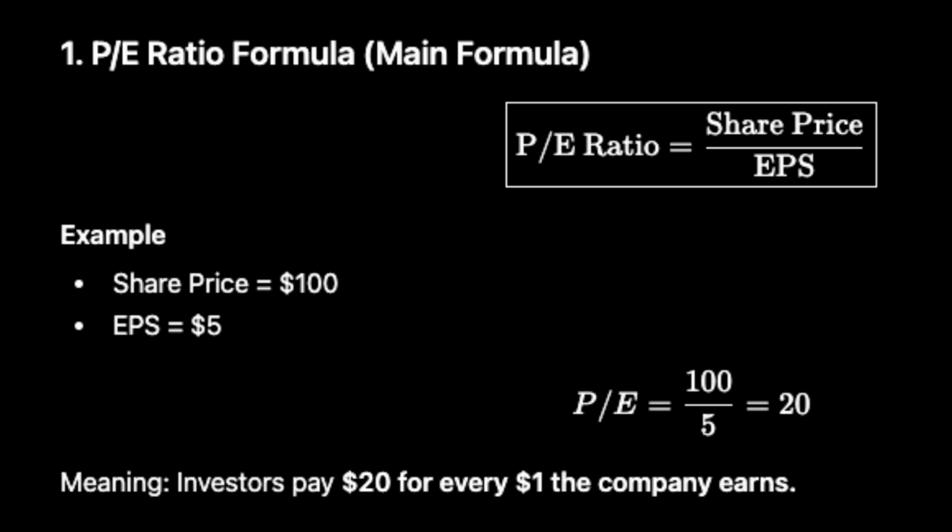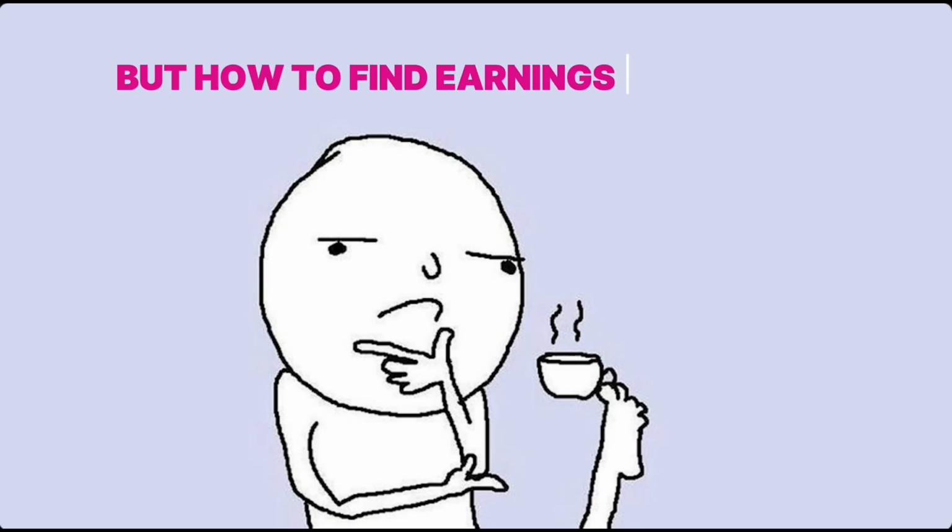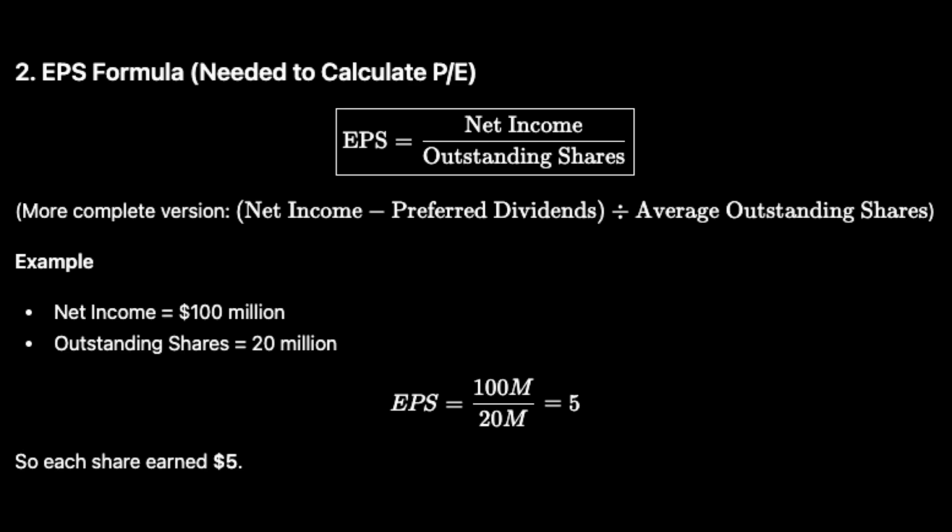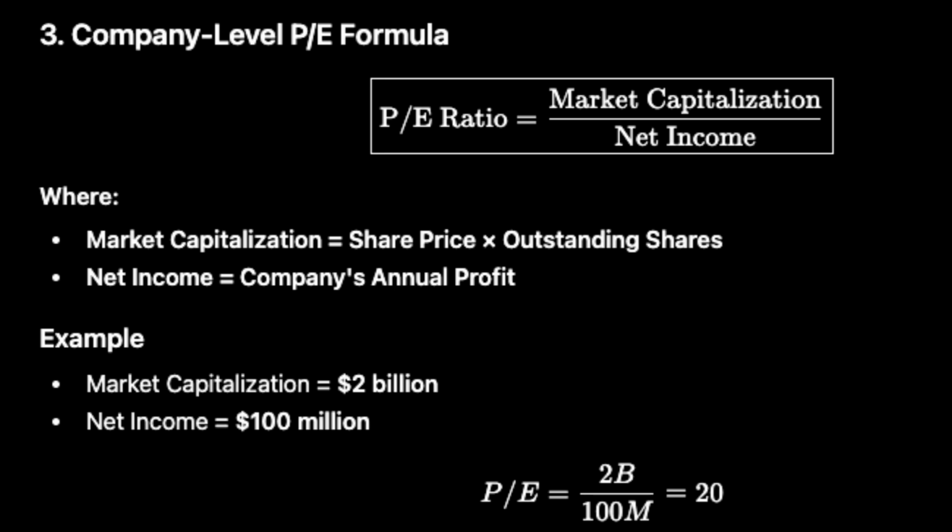In our example, we got 20 bucks, which showed that investors are willing to pay 20 bucks for each $1 the company earns. But how to find earnings per share? Earnings per share is just net income divided by total outstanding shares of the company, which got us our $5, which is used in part 1. Another way of calculation would be market cap divided by net income, which got us our 20 as well.